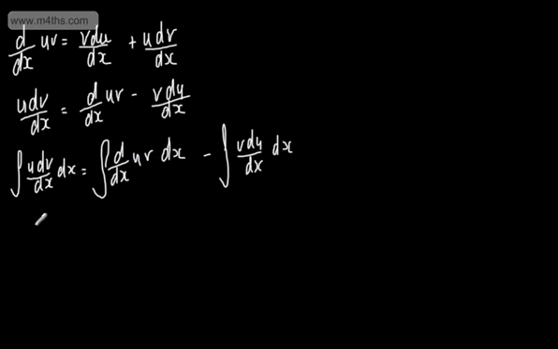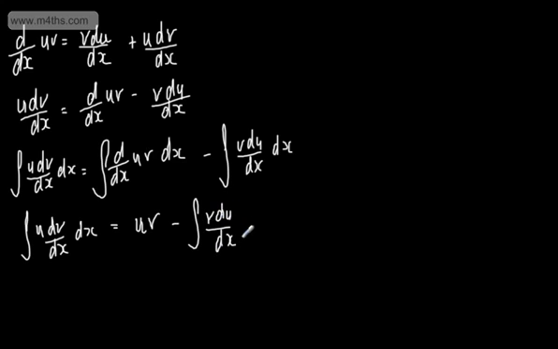Simplifying this term right here, we can say that the integral of u dv/dx with respect to x is given as the product uv. If I'm integrating the derivative, I'm going to simply have uv minus the integral of v du/dx, and we're integrating that with respect to x. This is what we use to integrate products. This is called integration by parts.